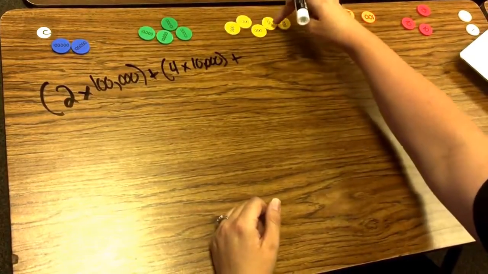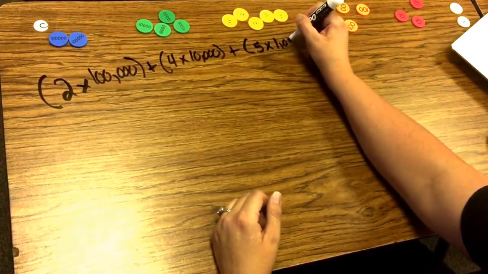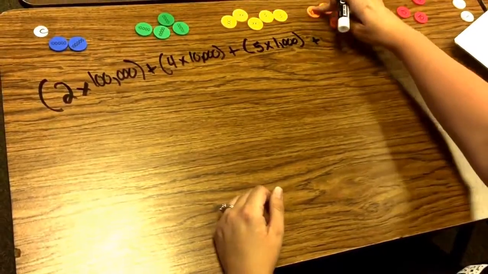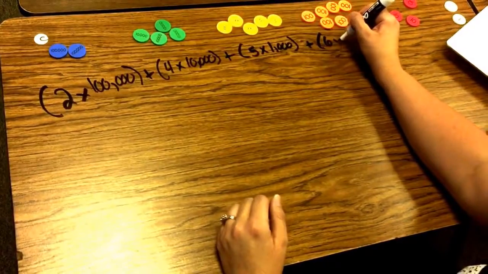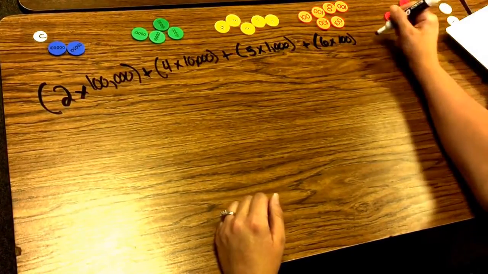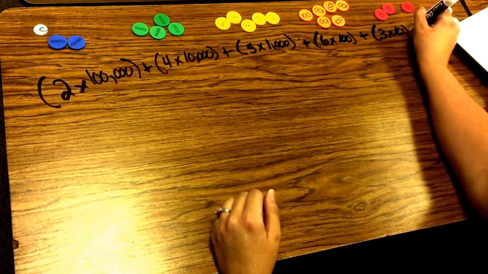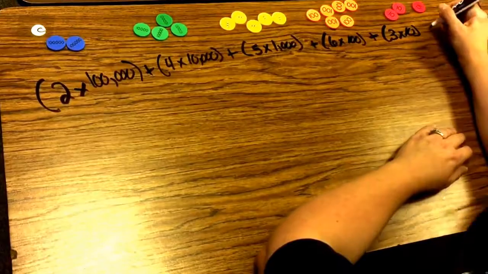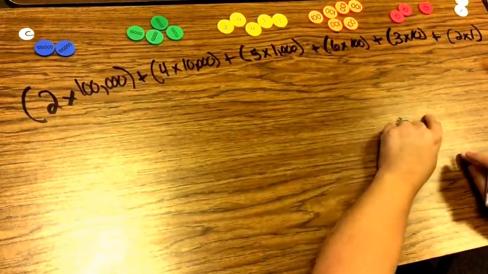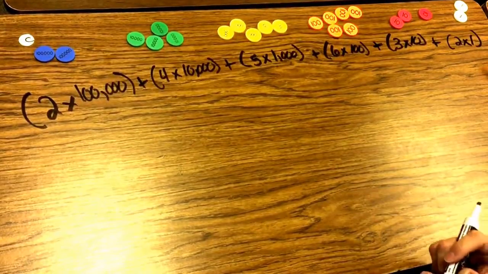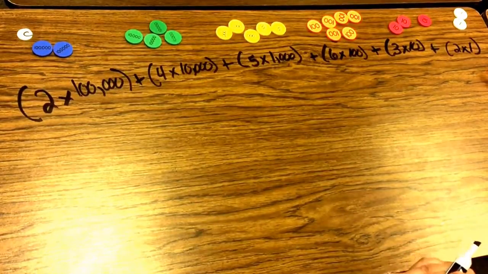plus 1, 2, 3, 4, 5 groups of 1,000, so that's going to be 5 times 1,000, plus 1, 2, 3, 4, 5, 6 groups of 100, that's 6 times 100, plus 3 groups of 10, or 3 times 10, plus 2 groups of 1, or 2 times 1. And that's expanded notation. So they are expected to know how to put it in expanded notation or take it from this form back to number form.